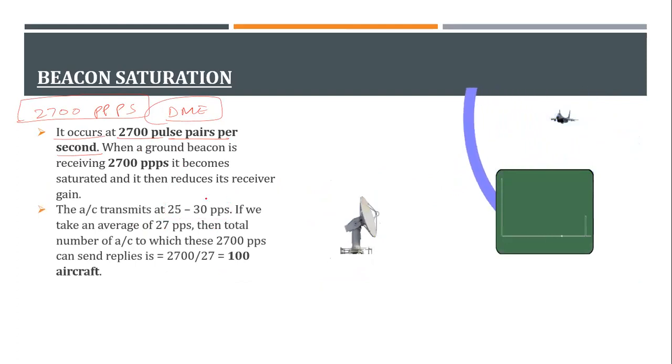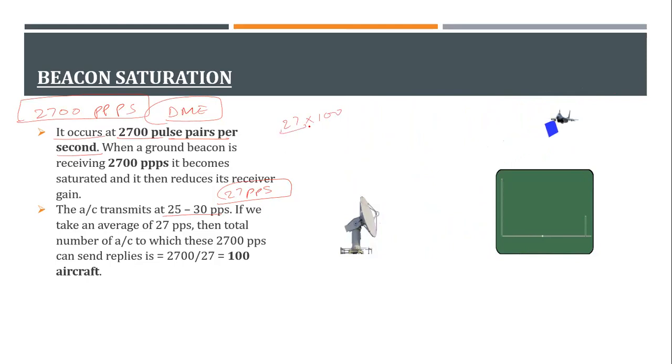25 to 230. So let's take an average. We'll take 27 PPPS, pulse pairs per second. This is the amount. Now the limitation is 2700. Okay, so 27 into 100.